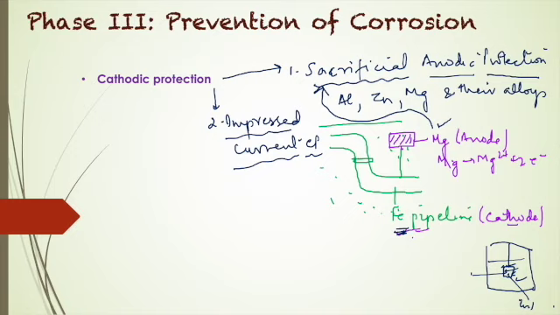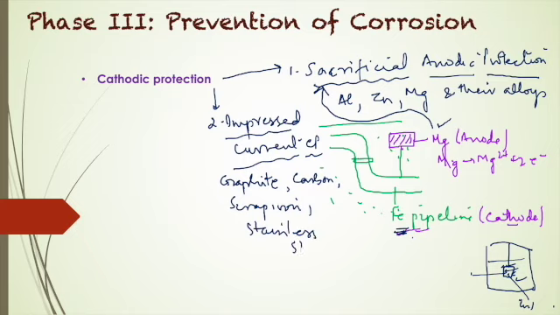So I'll write down here the commonly used materials in impressed current cathodic protection. It can be graphite, it can be carbon, it can be stainless steel, scrap iron also. Silica iron also can be used. The anode is buried in backfill, such as gypsum, to increase the electrical contact between itself and the surrounding soil.